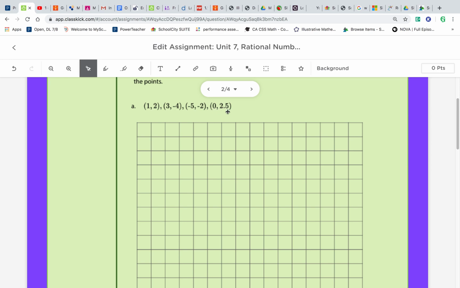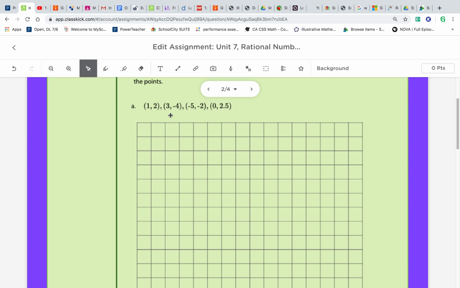In the case of this set of points, we want to consider the smallest values for x, and the biggest values for x, and then the smallest values for y, and the biggest values for y. That's how we get an idea about how to draw our axes here. If I look at the x-values, I have 1, 3, -5, and 0. So my smallest value would be -5, my biggest value would be 3.